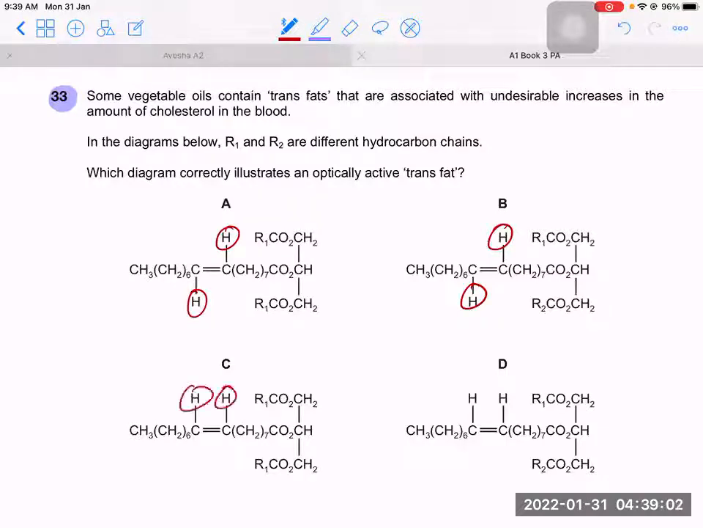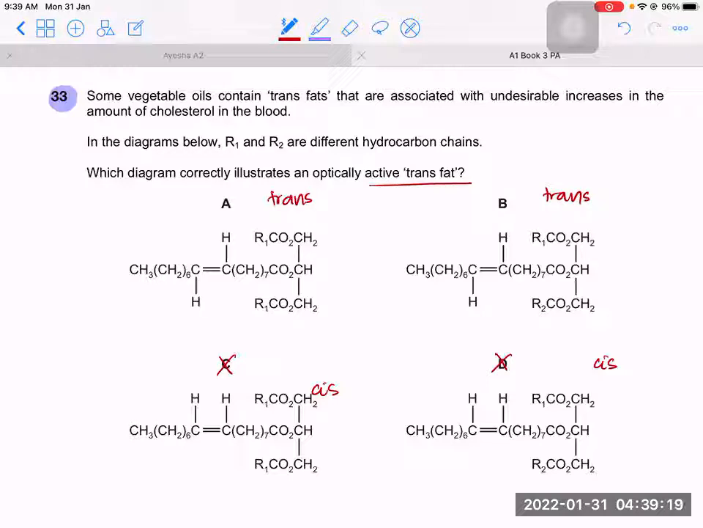If H's are on the same side, that would be cis. They are asking you for trans fat. So this is cis, this is cis. A and B are trans. Now you need to look for optically active as well, so it needs to have a chiral center. They've told you R1 and R2 are different chains.